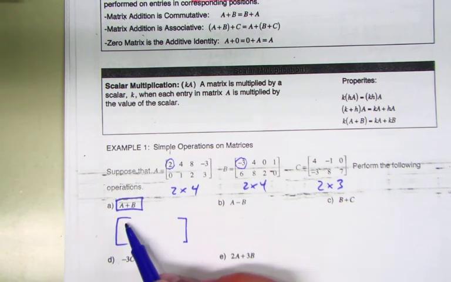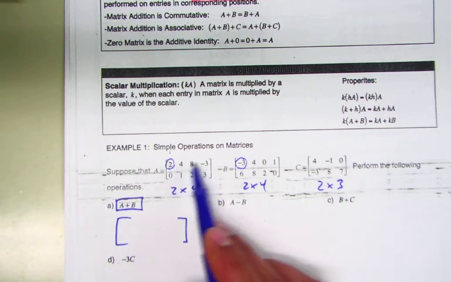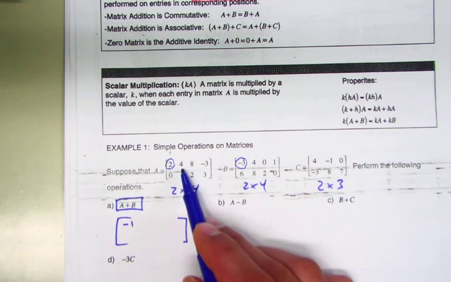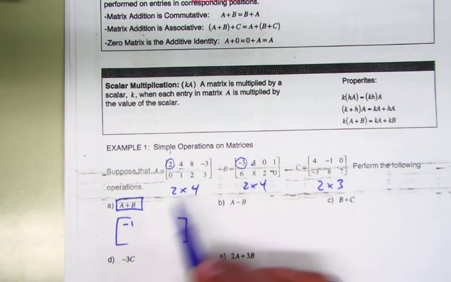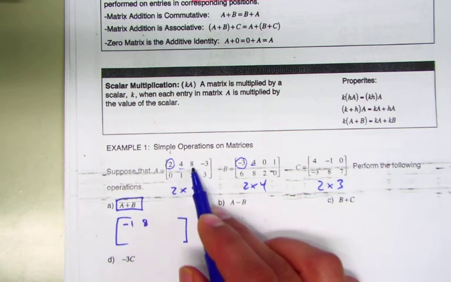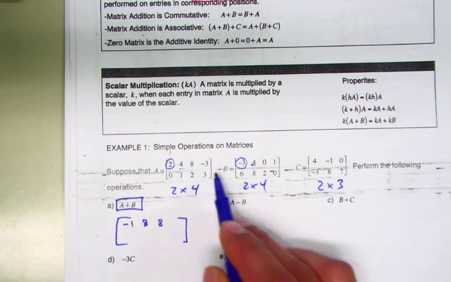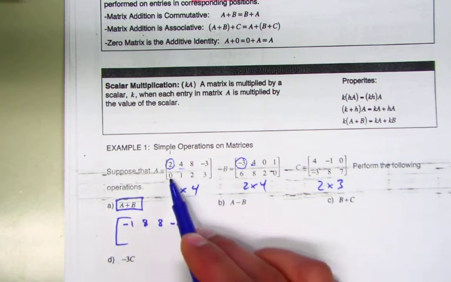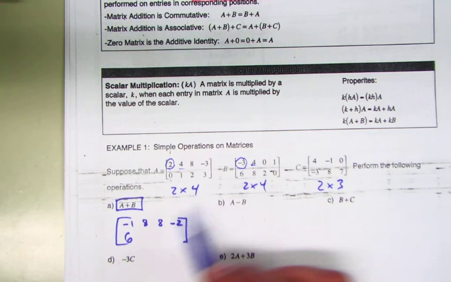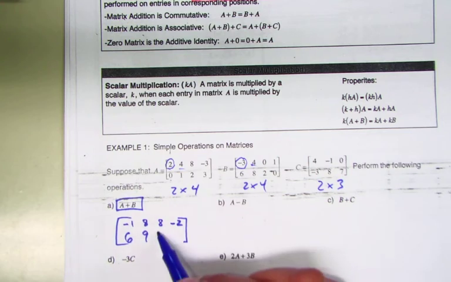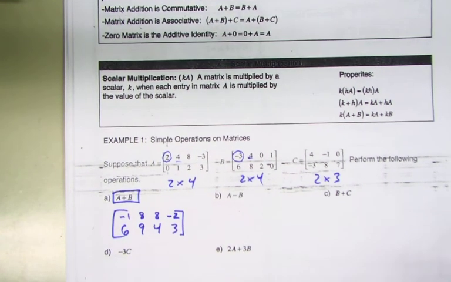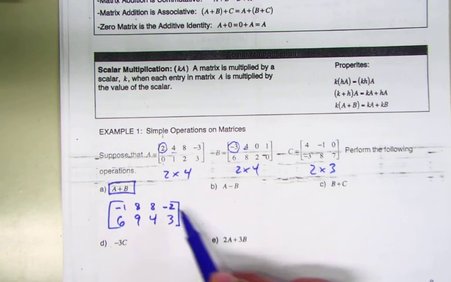So for example, in this first row, first column, you would just do 2 added with -3. So what is that? -1. Then you just go entry by entry. 4 and 4 add up to 8. 8 and 0, also 8. -3 and 1, -2. And then you do the same thing with the bottom row. 0 and 6 is 6. 1 and 8 is 9. 2 and 2 is 4. 3 and 0 is 3. Okay?